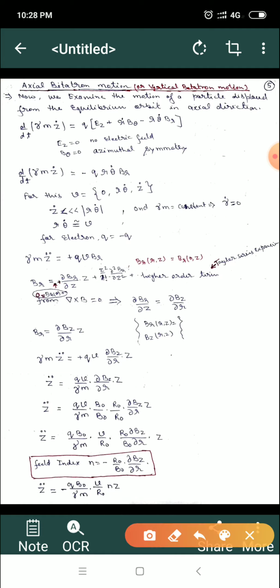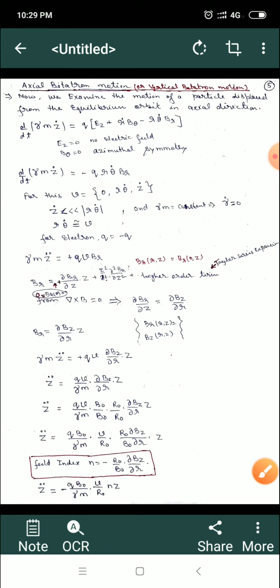betatron motion. As we discussed yesterday, when a charged particle moves in a circular path, during the radial motion, for completing one circular revolution, it makes some horizontal oscillations along the circular path. That is known as the betatron oscillation or betatron tune. And this betatron horizontal orbit is stable when the field index is negative in the case of radial betatron motion. Only then can we get the solution, otherwise we will not get the solution.